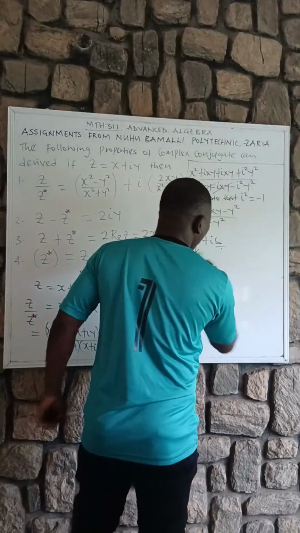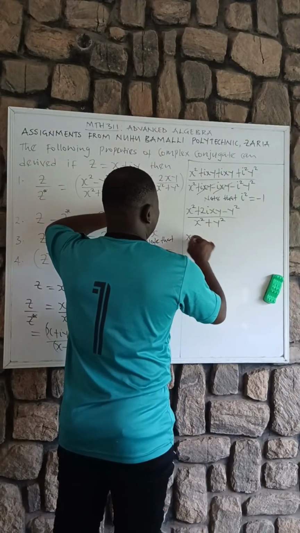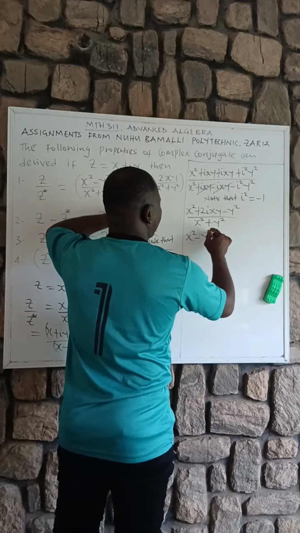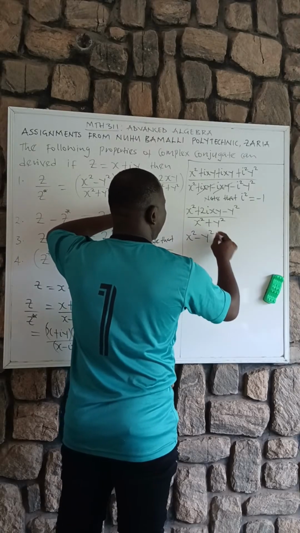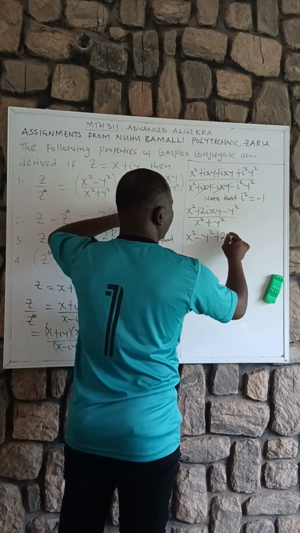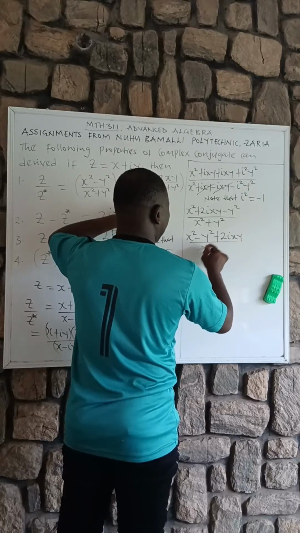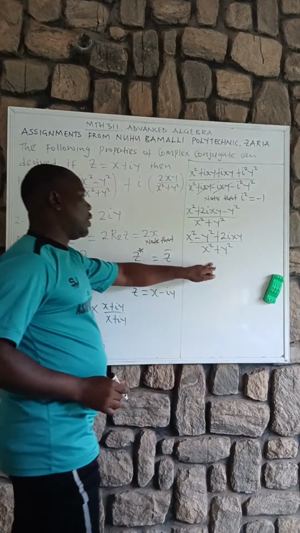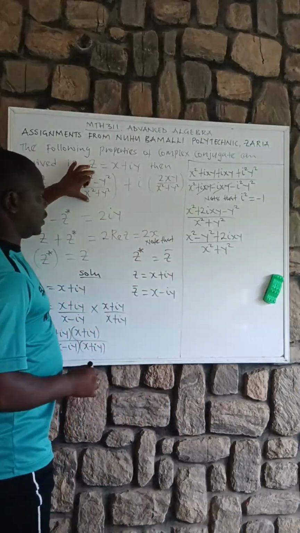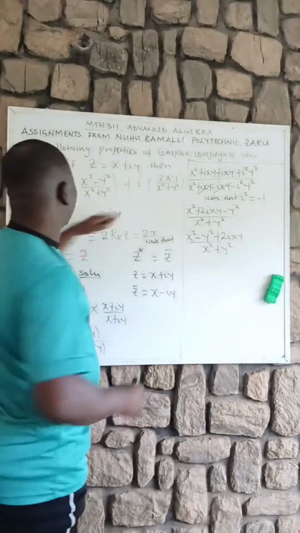So we collect like terms here, x squared minus y squared, then plus 2ixy all over x squared plus y squared. So you can now see that you don't need a prophet to tell you this is the same thing as this. How? Let me put it this way.